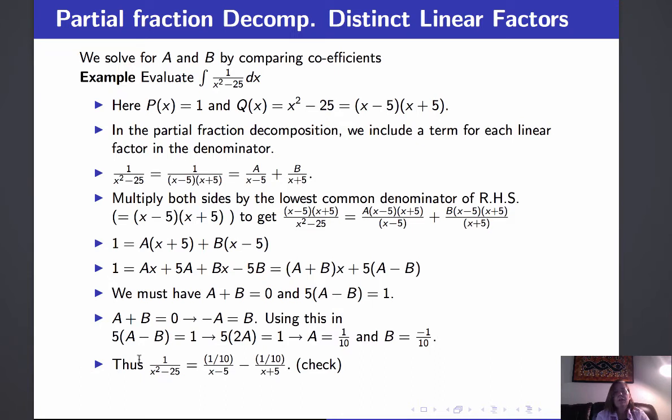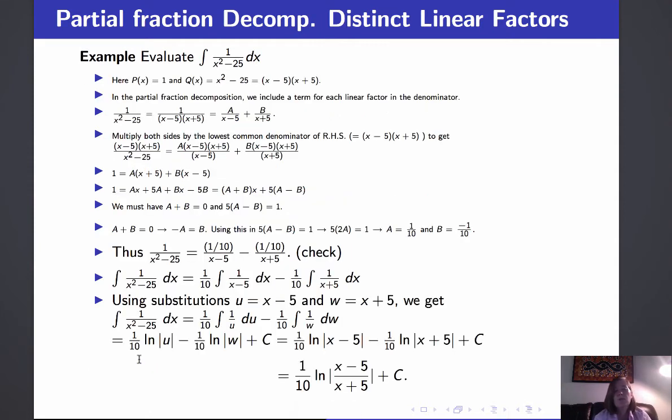Now we know what our partial fraction decomposition is. We have 1 over x squared minus 25 is 1 over 10 over x minus 5 minus 1 over 10 over x plus 5. And now it's pretty easy to integrate. We have the integral of 1 over x squared minus 25 is 1 over 10 times the integral of 1 over x minus 5 minus 1 over 10 times the integral of 1 over x plus 5. We can use substitutions and logarithms.